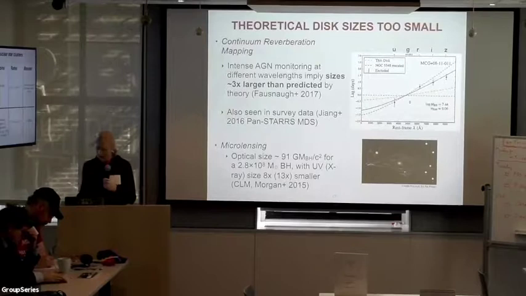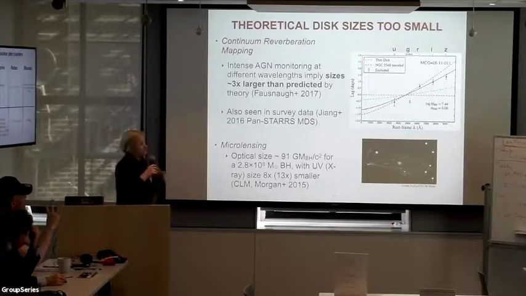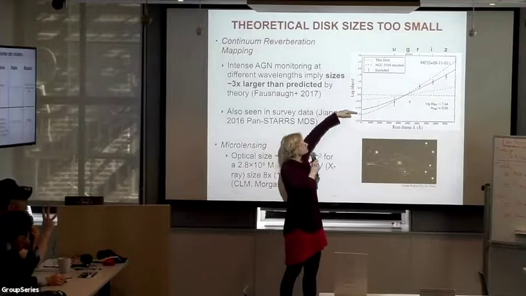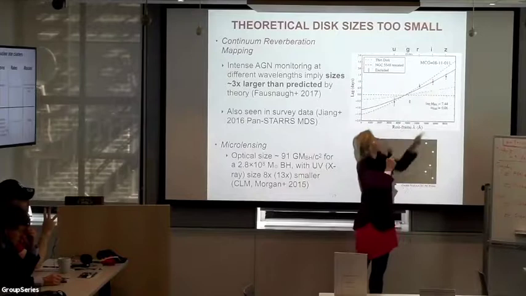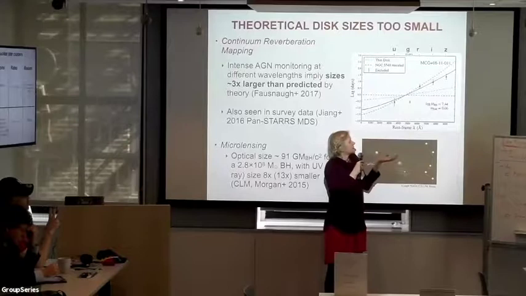One particular study by Fausnaugh et al. 2017 showed that by monitoring, there are a few AGN in the paper, but for this example in the upper right-hand side, by monitoring it in ugriz, they find that the time lags between the different bands, shown by these data points, are very different from the thin disk expectation, which is shown by the blue dash-dotted line right there. This blue dashed line was predicted for the given parameters of that source, the black hole mass and the accretion rate.